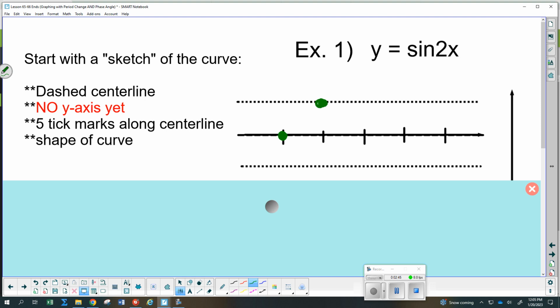So above the next tick mark, we're at the max. On the next tick mark, we're at the center line. At the next tick mark, on the min, and the next tick mark, we're back to the center. And let's go ahead and draw our shape in.